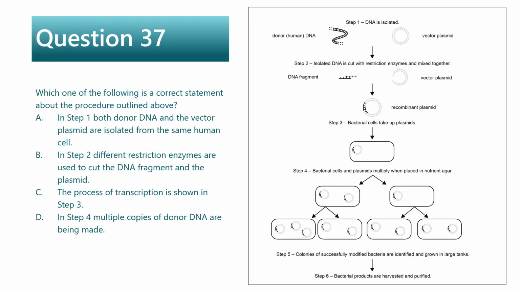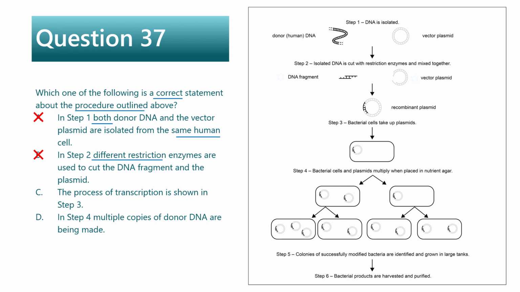Looking at question 37, we are asked to identify the correct statement regarding the 6-step procedure shown in the flow chart. Let's analyze each option step by step. A is incorrect. Donor DNA comes from a human cell, but vector plasmids are isolated from bacterial cells, not human cells. B is incorrect. In step 2, the same restriction enzyme must be used to cut both the donor DNA and the plasmid so they produce complementary sticky, or blunt, ends that can anneal.